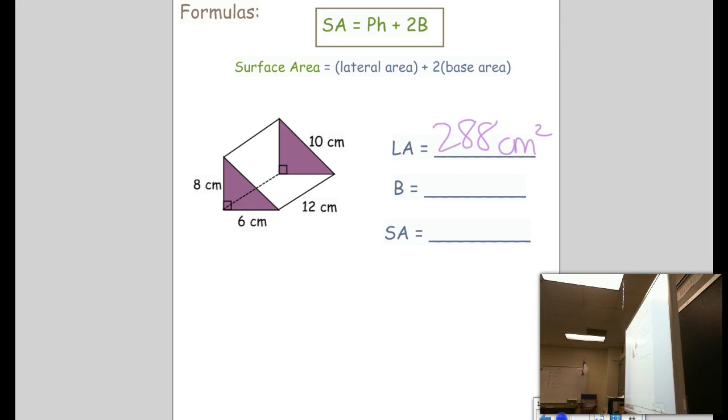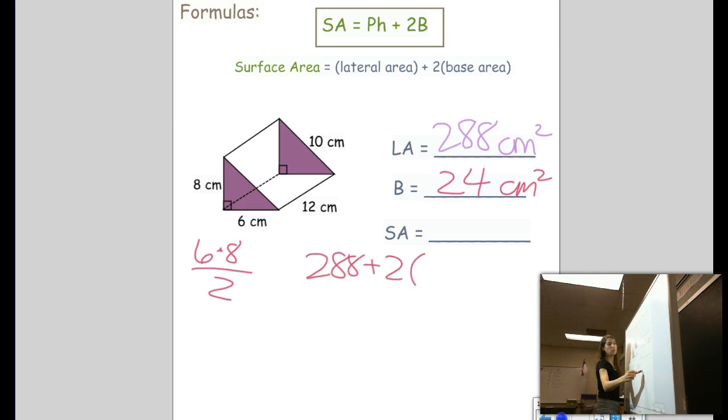Base times height divided by 2. That's how you find it. Yes, it is. That's how you find the area of a triangle. Base times height divided by 2. 48 divided by 2. And then to find the total surface area, all you do is this one plus 2 of these. So it's 288 plus 2 24s, because there's 2 bases. We don't want to only cover one base. We want to cover both of them.